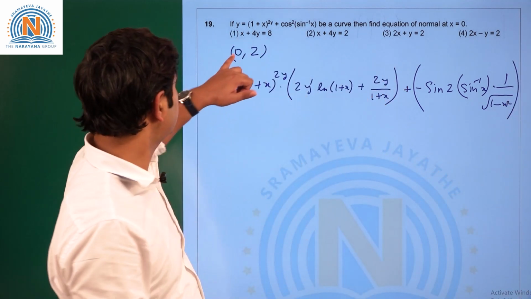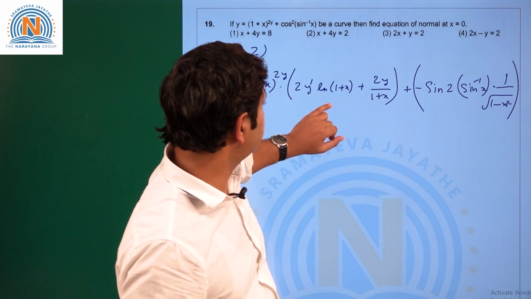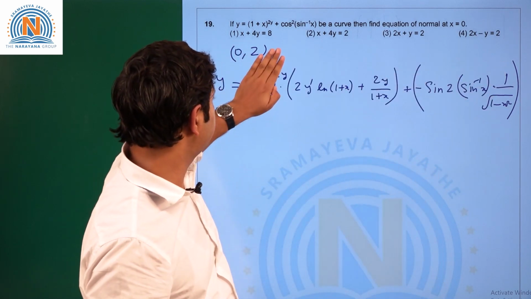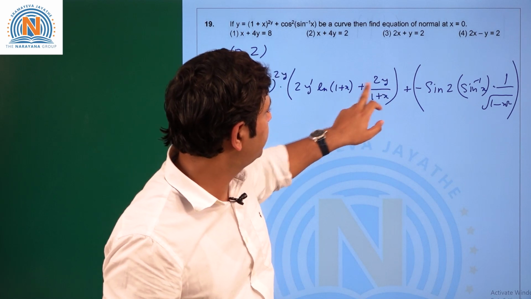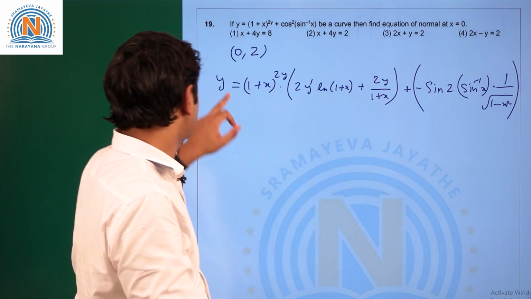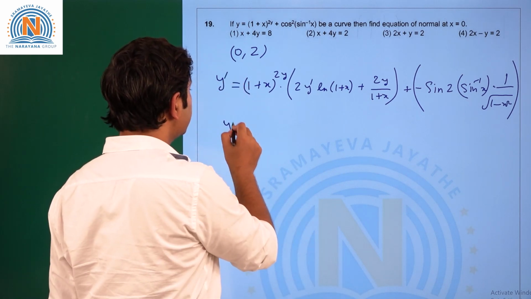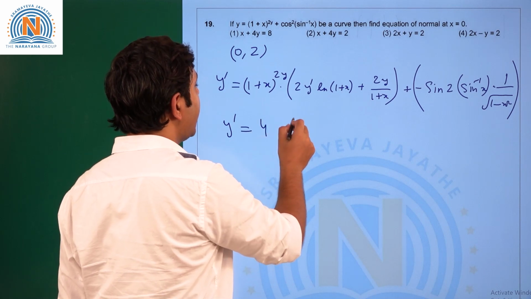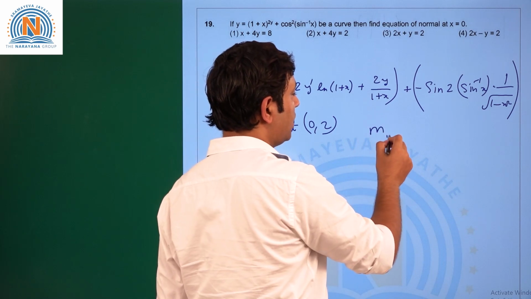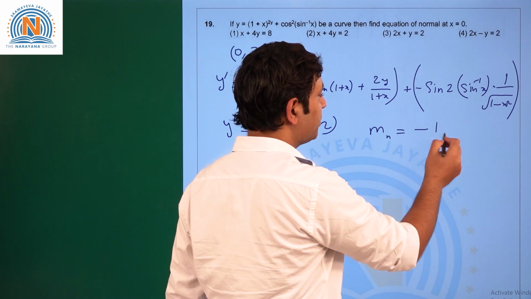Now we'll substitute x equal to 0 and y equal to 2 here. For x equal to 0, this term is 0, ln 1 is 0. For x equal to 0, this term is 0. We'll only have this term, which is 1, and this term, 2y, where y is 2, so this is 4. So y dash, we are differentiating, y dash is coming out to be 4 at (0, 2). But the slope of the normal, m normal, will be the negative reciprocal of 4, which is minus 1 upon 4.